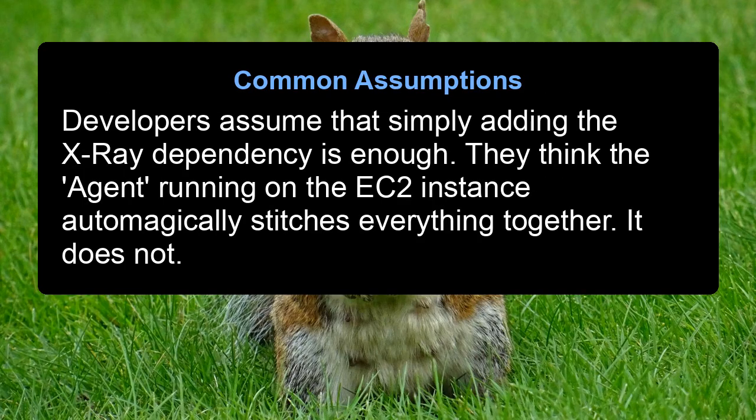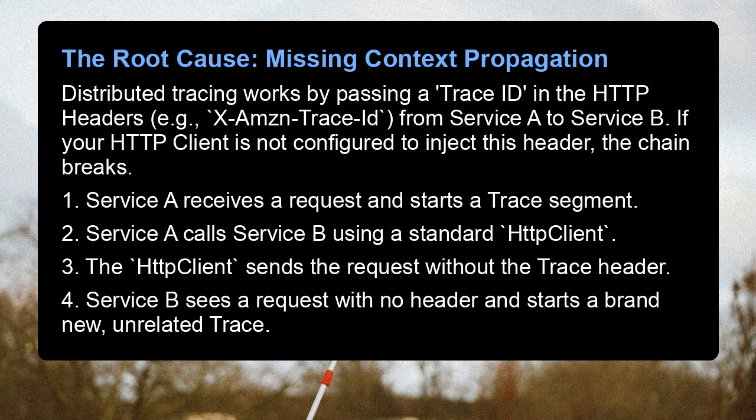Common assumptions. Developers assume that simply adding the X-Ray dependency is enough. They think the agent running on the EC2 instance automatically stitches everything together. It does not. The root cause, missing context propagation. Distributed tracing works by passing a trace ID in the HTTP headers, for example, X-Amzn-Trace-Id from service A to service B. If your HTTP client is not configured to inject this header, the chain breaks.